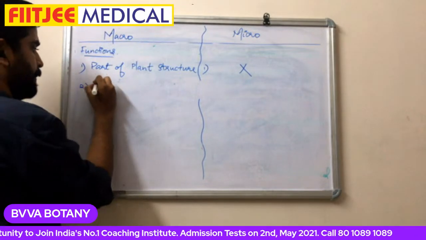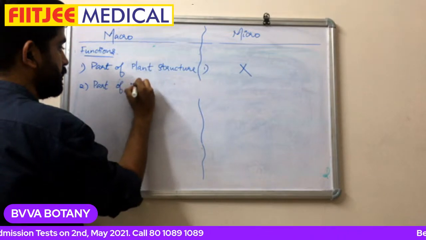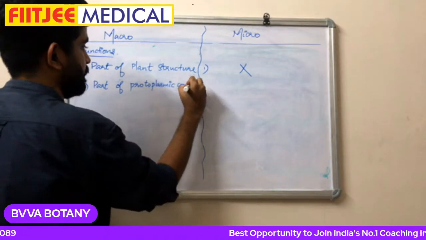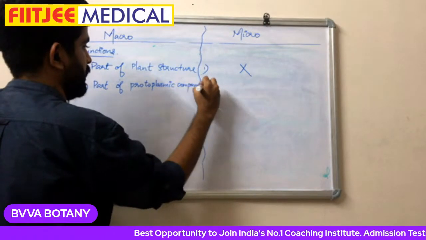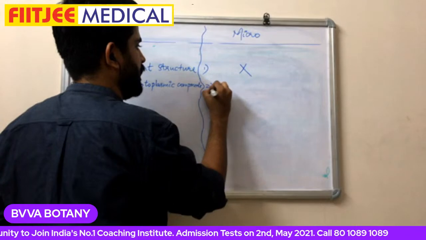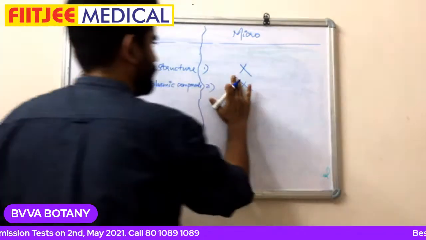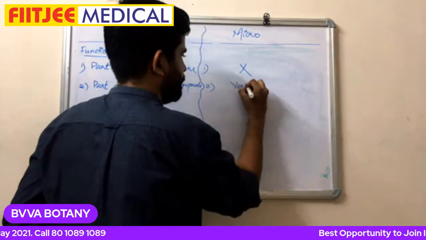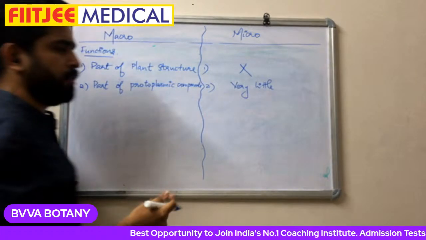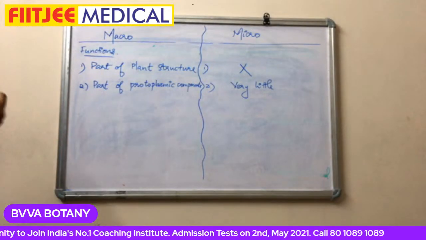We can write one more point. They are part of the protoplasmic components. Here, micronutrients are not part of the protoplasmic components, or very little. Why? Because some of the ions can be dissolved in the protoplasmic component, so we can write very little.